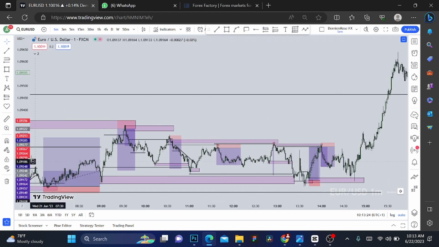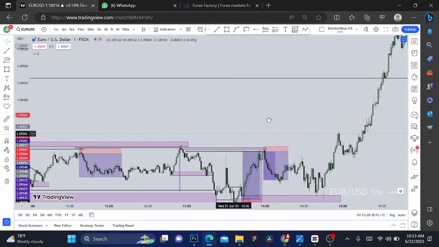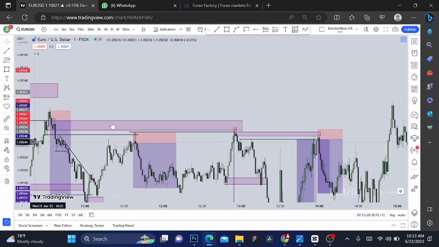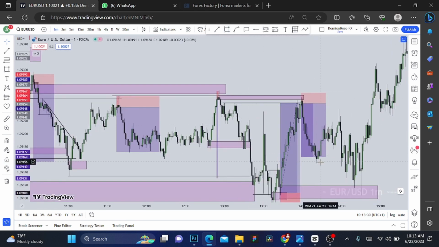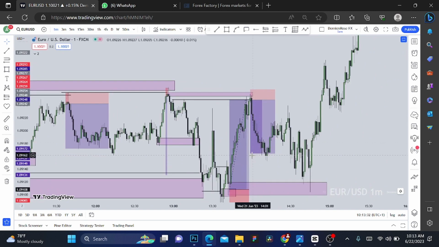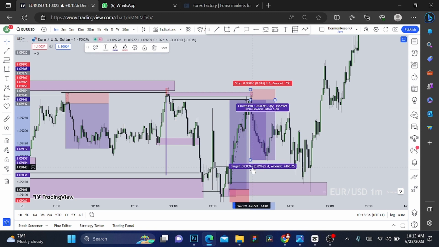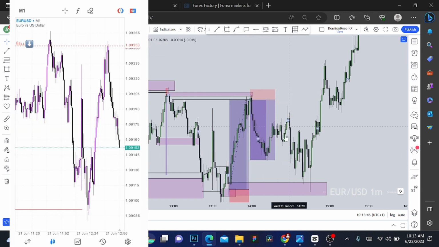So that was the anticipation, right? That was the anticipation, and all those shots we were taking right here were just for scalping purposes. So we closed immediately around these zones here. The moment we closed right here, the market retraced back up.